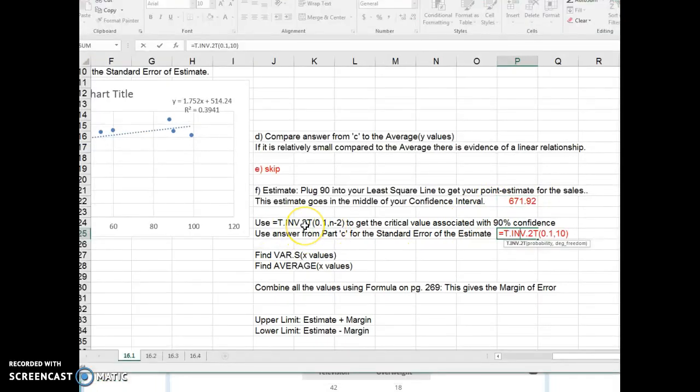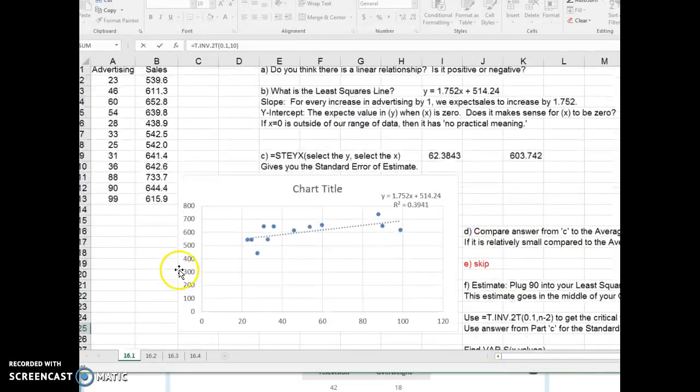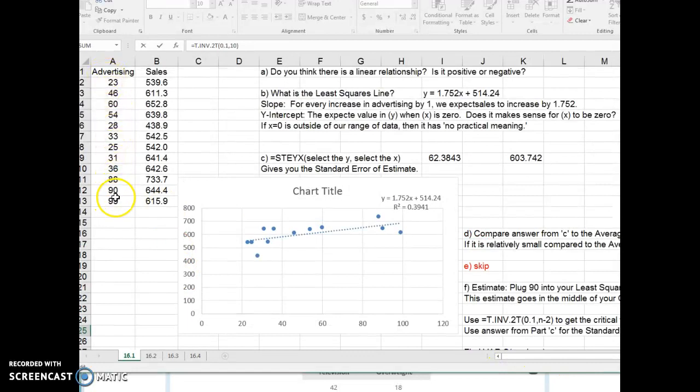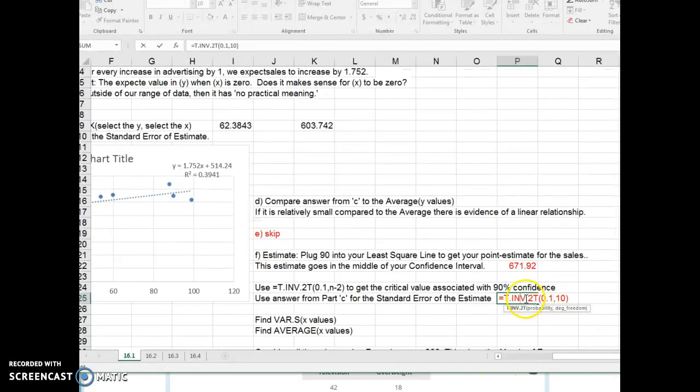The next thing we need is our critical value associated with 90% confidence. T.INV.2T, we want there to be 10% in the two tails. So because we're 90% confident, that means there's 10% in the tails. And so that's what we enter into our formula. And then I'm going to type 10 here, which is n minus 2. So you can see I have 12 pieces of data. 12 minus 2 gives me 10. So you type that in, and Excel gives you back your critical value.